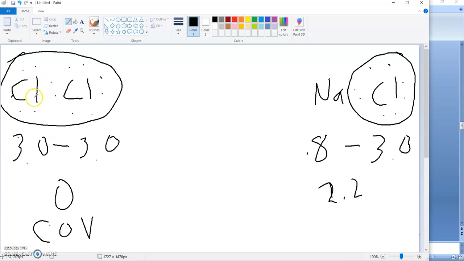Back over here, they were equally strong. Both sides were pulling equally, and they had to share equally. Here, they're so uneven in their strength that chlorine just takes all the electrons effectively. And that is an ionic bond.